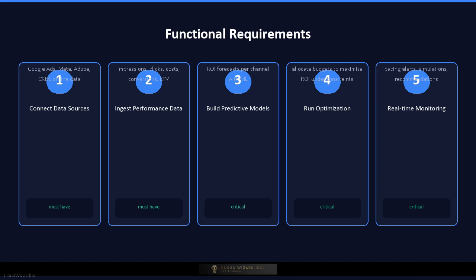Fourth, it must run optimization algorithms that allocate budgets across channels to maximize total ROI, while respecting constraints like minimum spends, caps, pacing rules, and brand safety. Fifth, it must provide real-time budget pacing alerts, performance monitoring, and what-if simulation capabilities for marketers to understand recommendations. These 5 capabilities make the engine actionable, not just analytical.